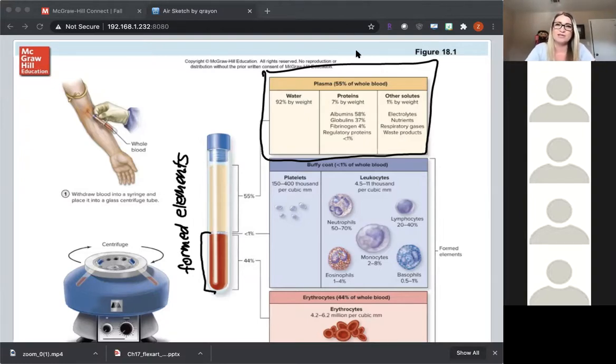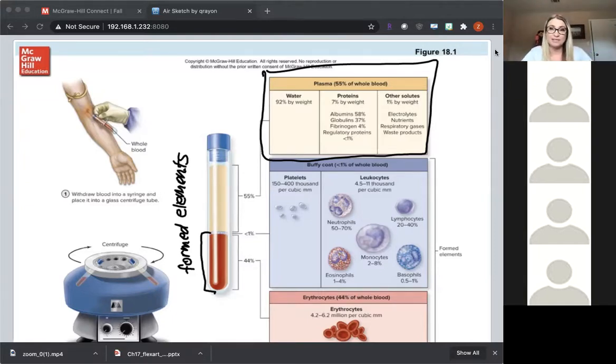And then we have some other regulatory proteins in there that we're not going to name, but these three are your main proteins in the plasma. Some other solutes that you might find here are electrolytes and nutrients, gases, and waste products. So the stuff that generally gets passed along through our body by means of blood. You would also find hormones there and such.